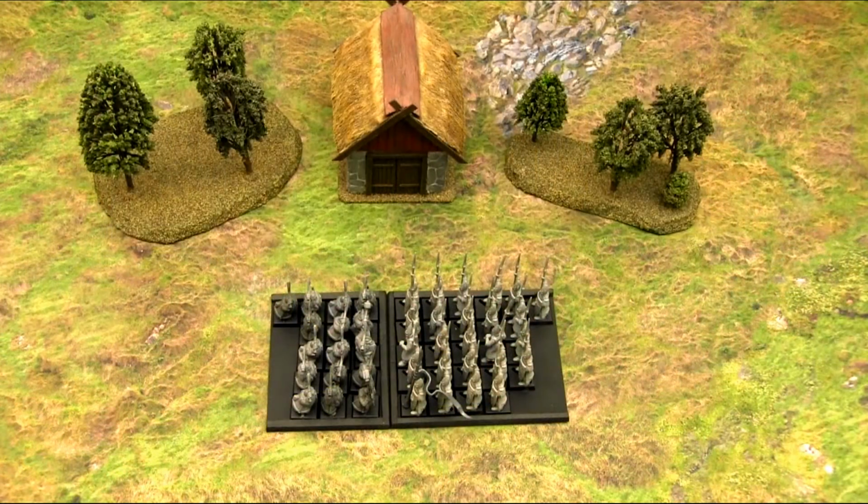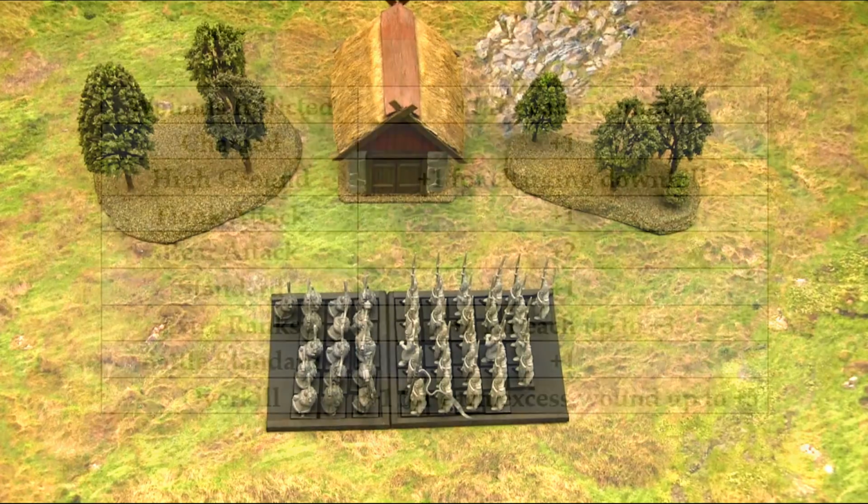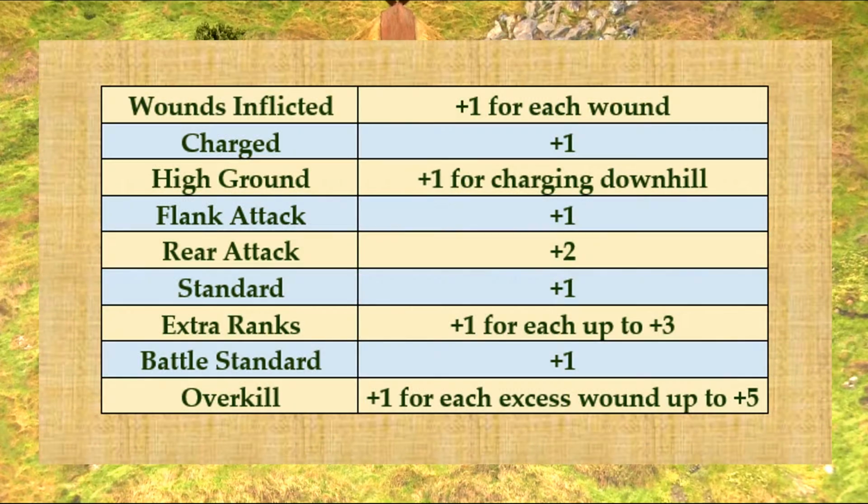To summarize now, we add together all of the bonuses, and the side with the highest number is declared the winner of this combat. And here once again were the bonuses. First, wounds inflicted, +1 for each wound that you have inflicted. Second, if you charged this round, you gain +1. Third, if you charged from the high ground on top of a hill, then you gain also +1. If you were attacking a unit in the flank, you gain +1. If you're attacking a unit in the rear, you gain +2.